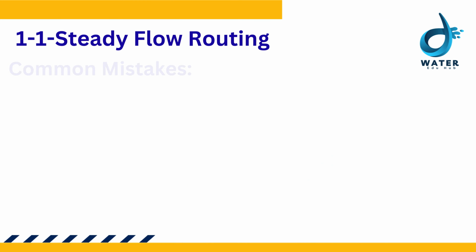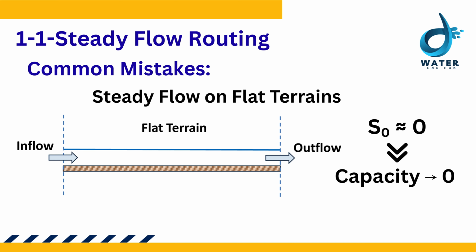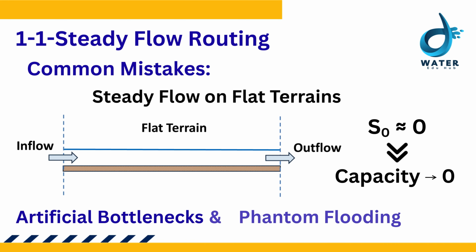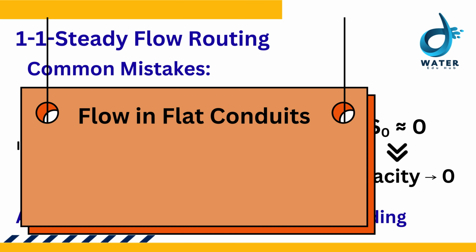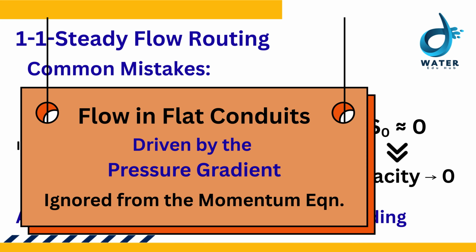A frequent error in the application of SWMM's steady flow option is its use on flat terrain. In very flat areas where the slope approaches zero, the calculated capacity via Manning's equation also approaches zero. This leads to artificial bottlenecks and phantom flooding at nodes, even if the conduit is large. In reality, flow in flat conduits is driven by the pressure gradient, a term from the momentum equation that steady flow routing explicitly ignores.